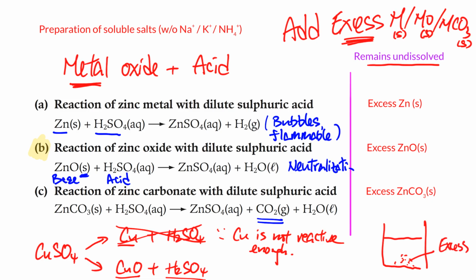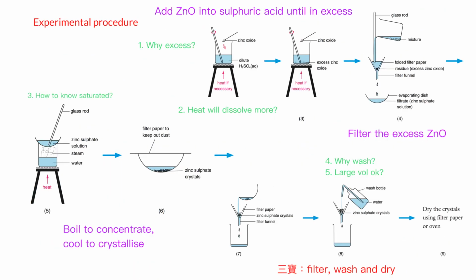So why do we need to have excess zinc or zinc oxide or zinc carbonate added into it? Think about that: why does it have to be in excess? If it is not excess, that means which one will be in excess? The answer is the acid. So you think about it like this in this case.